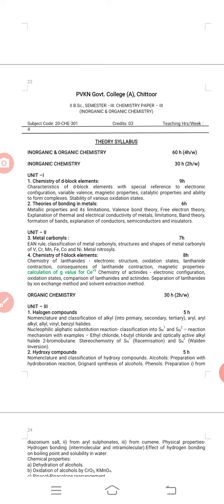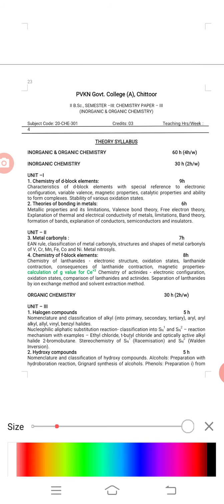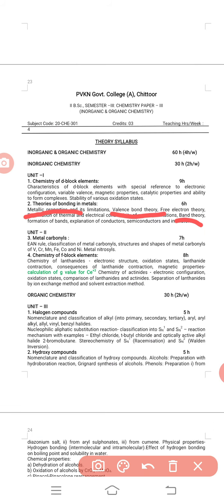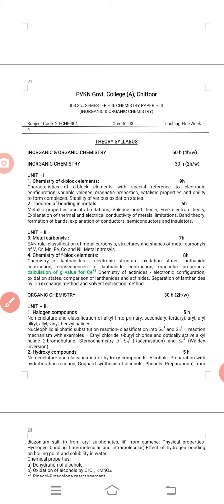Next, theories of bonding in metals. Very simple, this means metal properties. Metals show some properties: they are electropositive in nature, they have free surface area, and they have low ionization potential. By using theories of bonding in metals, such as valence bond theory and free electron theory, many theories are available.